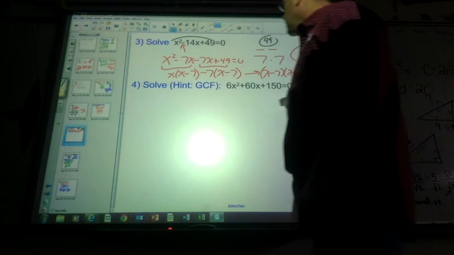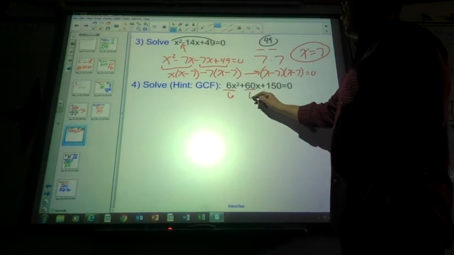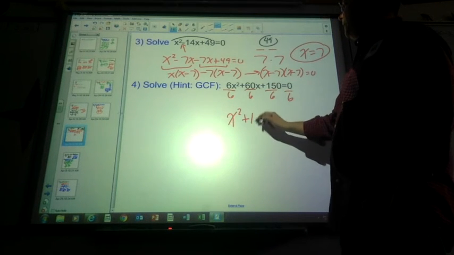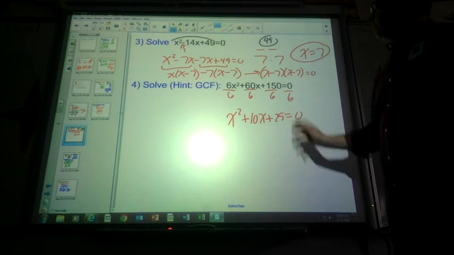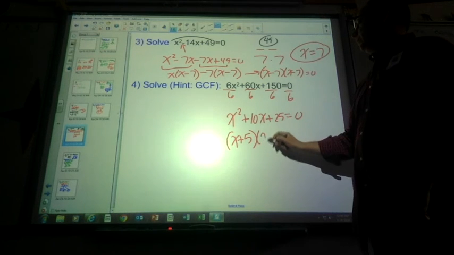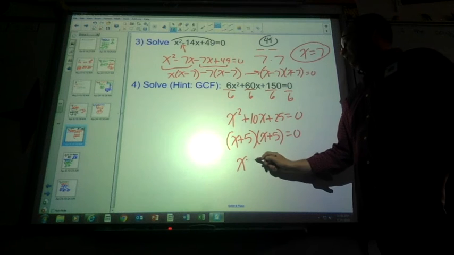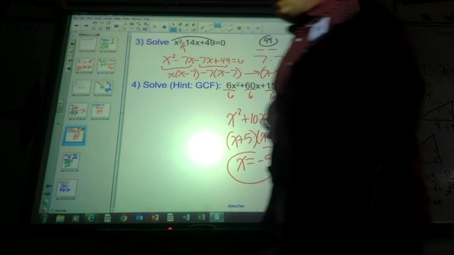All right, last slide, I think. Last problem. Okay, it looks like we have a greatest common factor. If I divide everything by 6, including the 0, that's going to give me x squared plus 10x plus 25 equals 0. If you factor this, if I do it quickly, it's going to be x plus 5 times x plus 5 equals 0. So x is going to be equal to just negative 5 here. And that's all I have for y'all today on the notes.